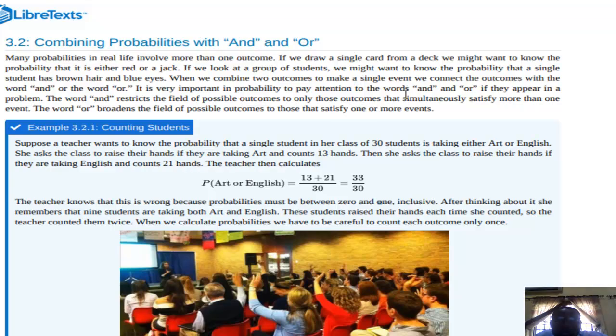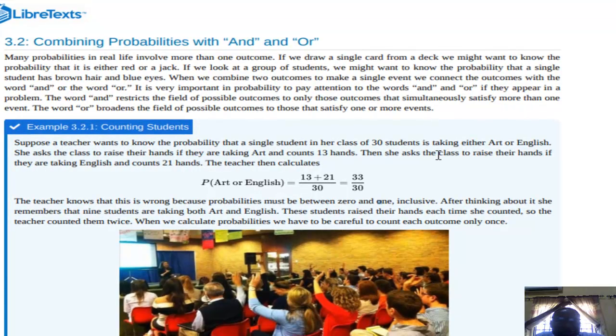Now, today I want to just try to explain to you one of the documents that talks about combining probability with "and" or "at least one". There are situations where you want to find the probability of an event that has two outcomes. For example, you are a teacher and you want to find the probability that a student is offering both arts or English. So how do you do that? I want us to look at it.